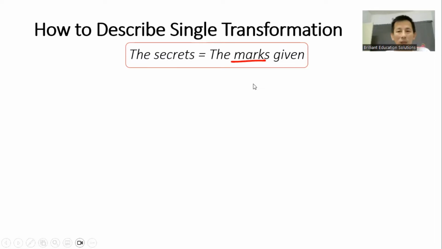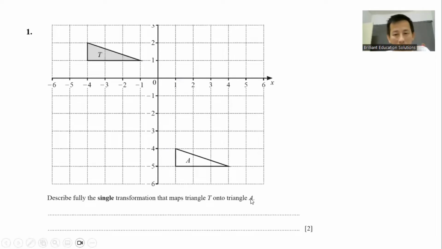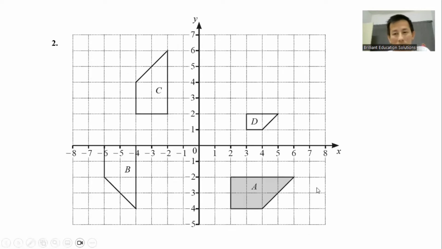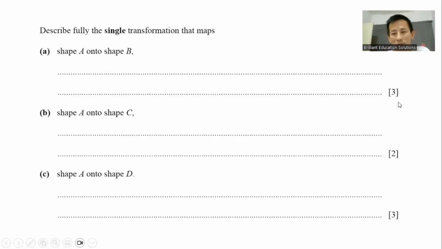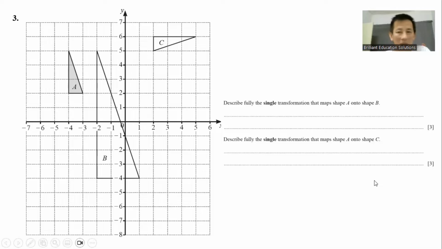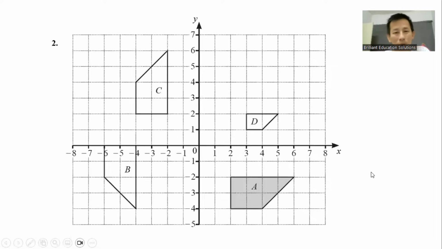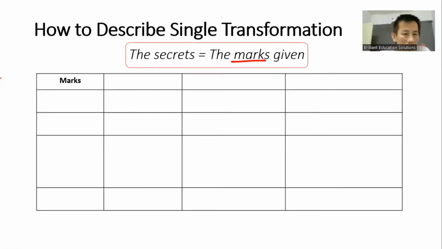If you go through the questions, you'll notice that the mark given can be either 2 or 3. There's no 4, 5, 6, or 10. Only 2 or 3. So it can be either 2 marks or 3 marks.